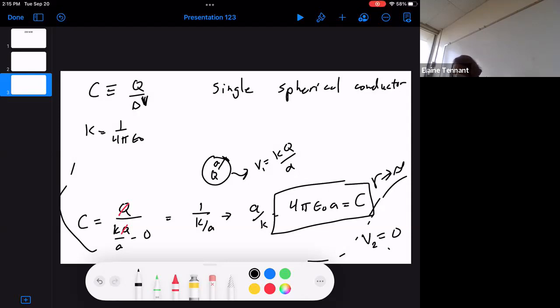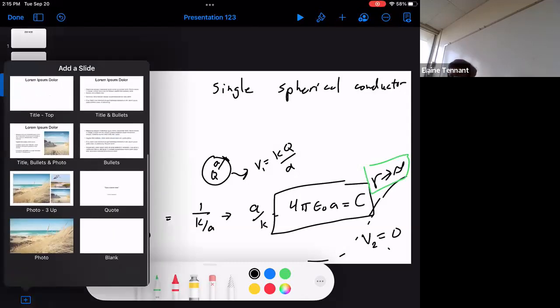Now, as you guys might have noticed, this is not a practical capacitor because for this to work, you have to put your potential difference out at infinity. And that's not really going to fit into your lab very well. So this is where parallel plate capacitors are going to come in.